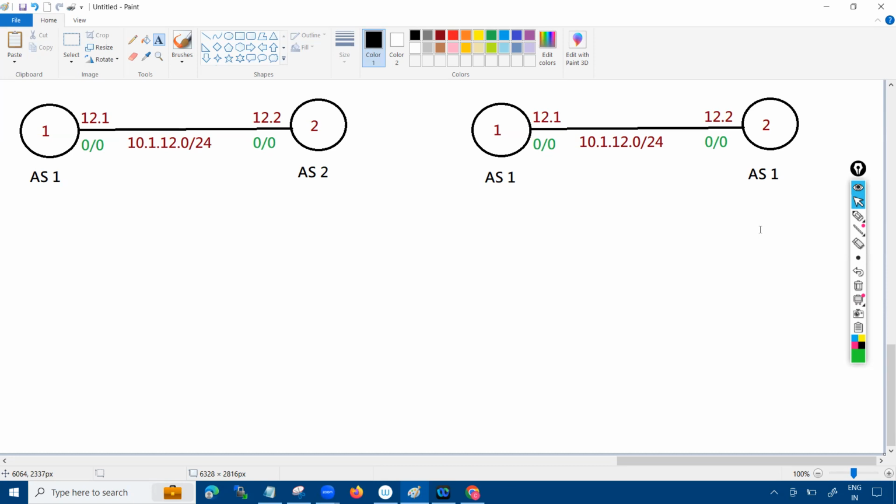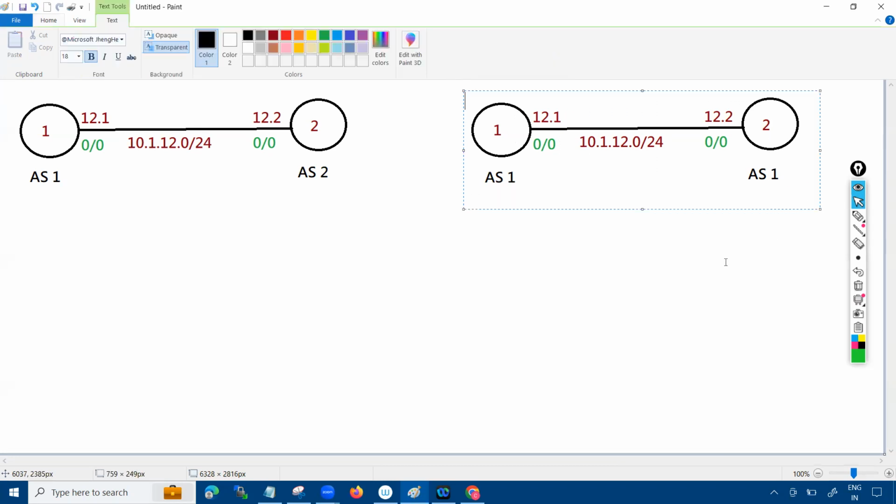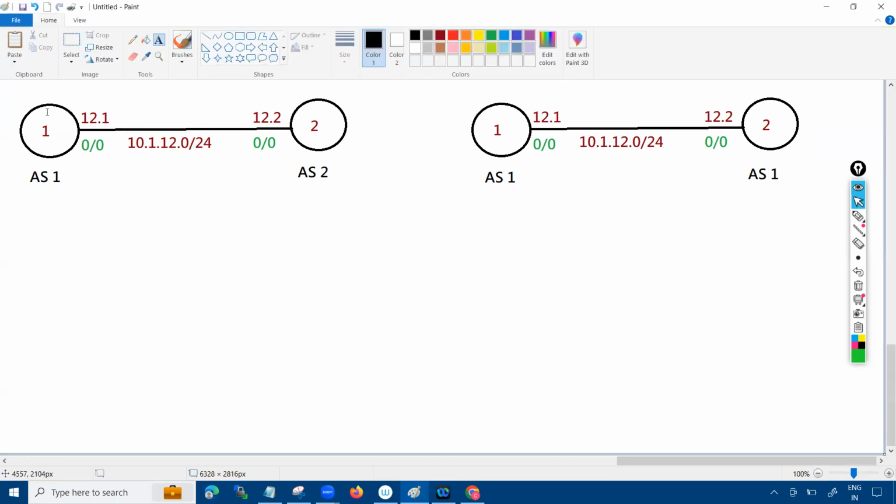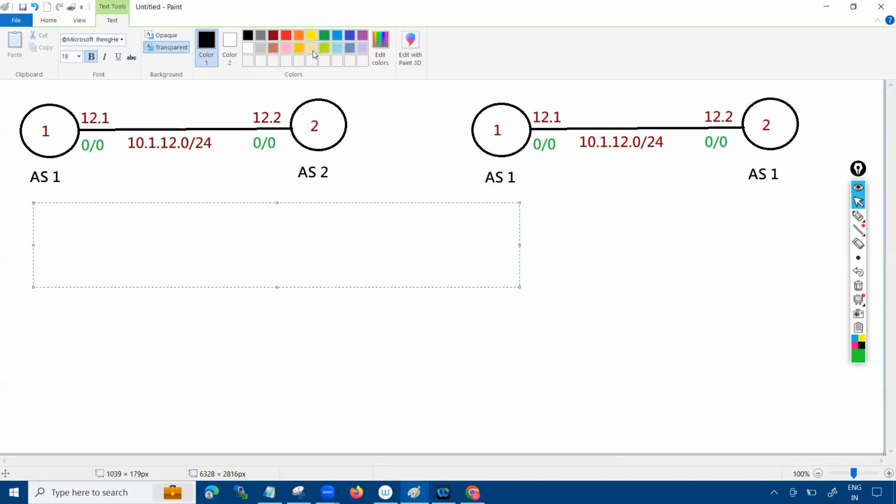Second one is IBGP. Same AS is IBGP, different AS is eBGP, right? Same AS, I'm going to use it in the same organization, and different AS, I'm going to use in a different organization, right? So let's see how you can enable BGP over there. Simple.